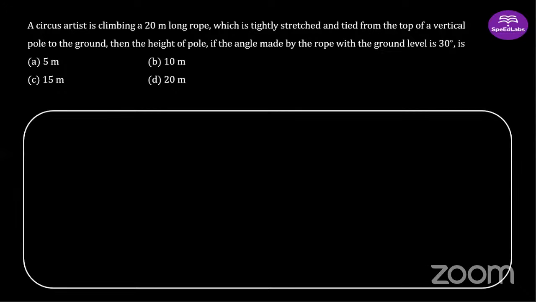Okay. Try for this question. Try to draw the diagram from your side also, and then we'll have the discussion. Both of you, please try. I'll read the question. A circus artist is climbing a 20-meter long rope, which is tightly stretched and tied from the top of a vertical pole to the ground. Then the height of the pole. Okay, they are asking you for the height of the pole, if the angle made by the rope with the ground level is 30 degrees. Okay, try to solve this question from your side.